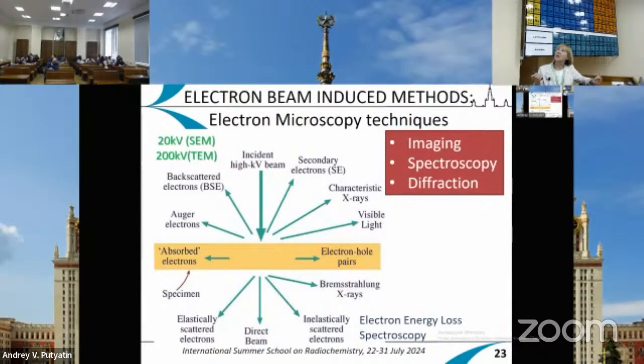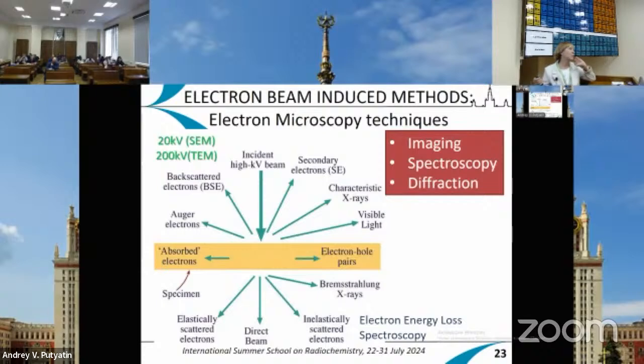Both are based on an incident beam of electrons, but the acceleration voltage is different. For scanning electron microscopy, around 10-20 kilovolts is enough, because scanning electron microscopy studies only the surface of the sample. But transmission electron microscopy goes through the sample, so the acceleration voltage is around 200 kilovolts.